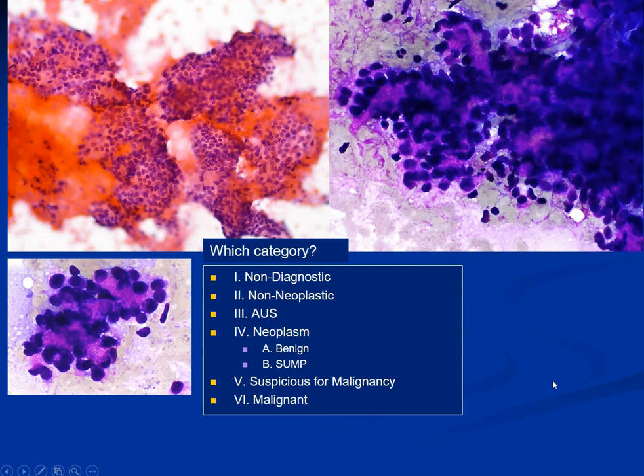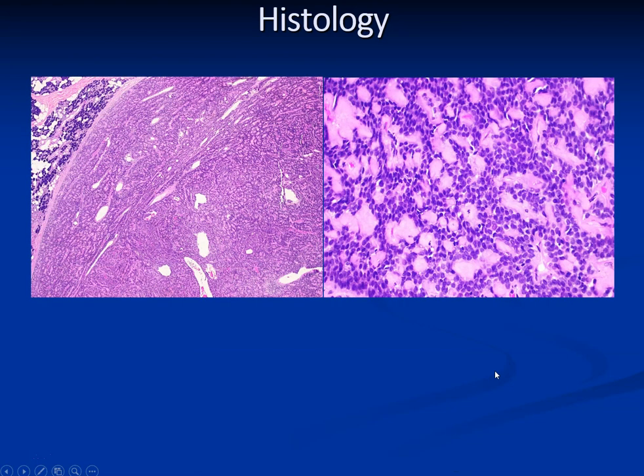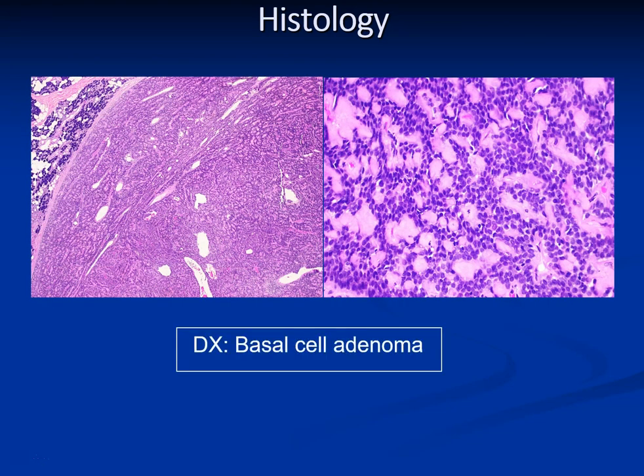And here comes the answer. This would fall into the SUMP category, so this would be neoplasm, but SUMP. And the diagnosis can be written as SUMP basaloid neoplasm, excision recommended. The histology for this particular lesion turned out to be that of a basal cell adenoma, and you can see that there is no invasion into the salivary gland parenchyma.